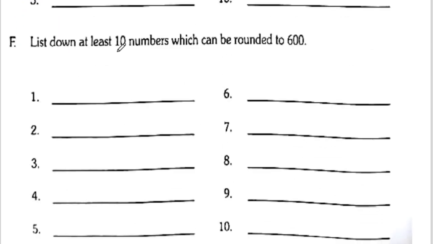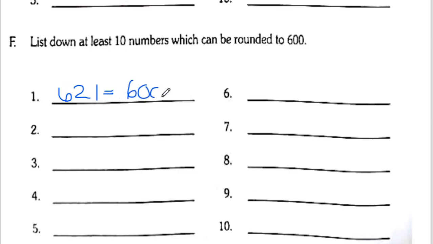Next, list down at least 10 numbers which can be rounded to 600. For example, 621. Since the rounding place is digit 6, let's see if the digit next to 6 is greater than 5. Since 2 is not greater than 5, digit 2 here is less than 5. So we need to retain 6 and then the rest of them will become 0. It's like that.